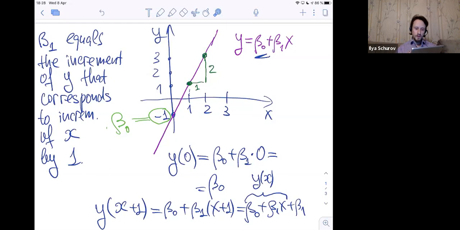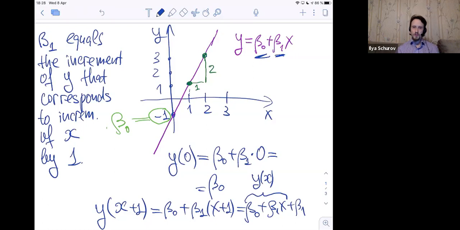If I increase x not by one, but by two, it means that I have to increase x by one twice, and it means that I will increase y by four. So this can be easily adjusted when I increase x not by one, but by some other amount. So this is a very important interpretation of these coefficients beta naught and beta one. And this interpretation is currently on this graph.